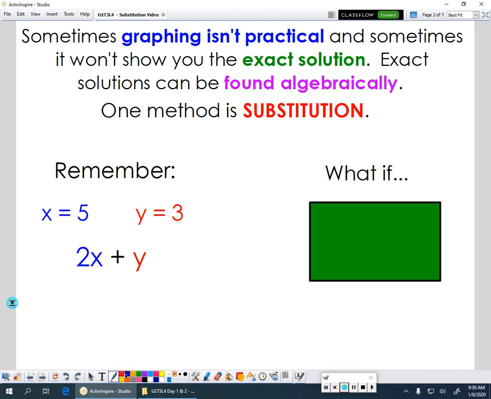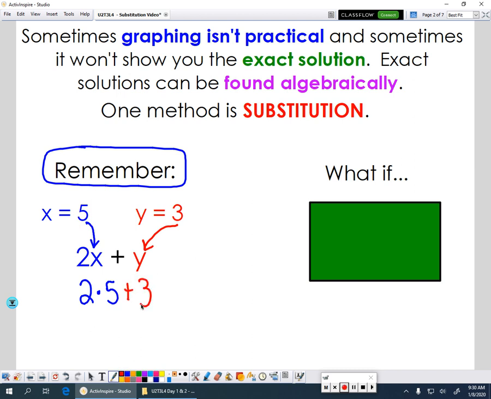Substitution is something you have been doing for a really long time. Remember this kind of situation, where it gives you a variable with a value, x equals 5 and y equals 3, and then it gave you an equation, and we could take these values and plug them in. When you do this, you're substituting a number in for that variable. And when you do that, you can then find your answer.